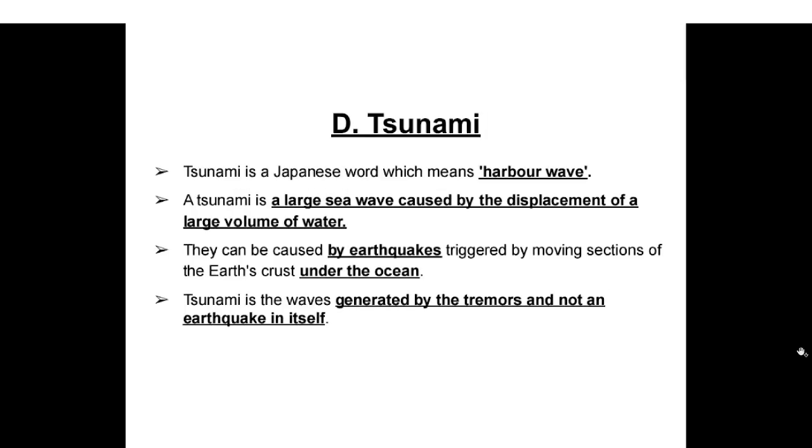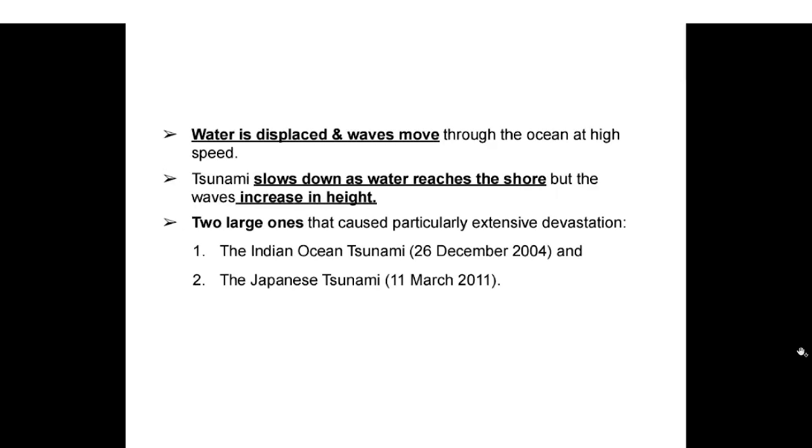Tsunami. Tsunami is a Japanese word which means harbor wave. A tsunami is a large sea wave caused by the displacement of a large volume of water. They can be caused by earthquakes triggered by moving sections of Earth's crust under the ocean. Tsunami is the waves generated by the tremors and not an earthquake in itself. Water is displaced and waves move through the ocean at high speed. Tsunami slows down as water reaches the shore, but the waves increase in height. Two large ones that caused particularly extensive devastation are the Indian Ocean tsunami, 26 December 2004, and the Japanese tsunami, 11th March 2011.